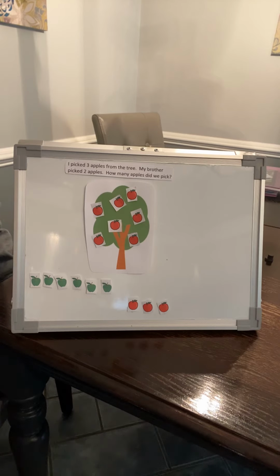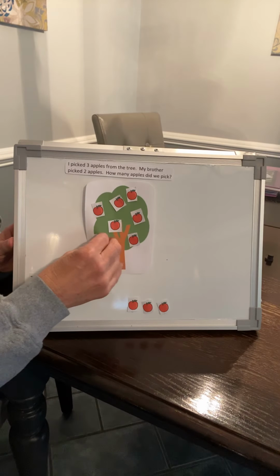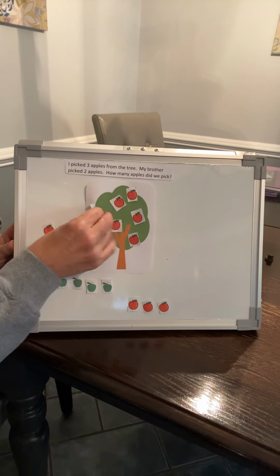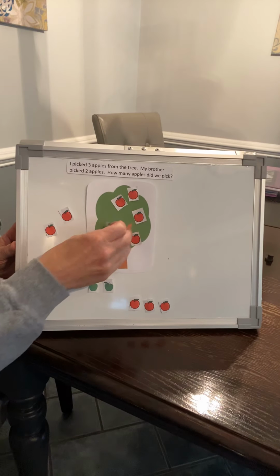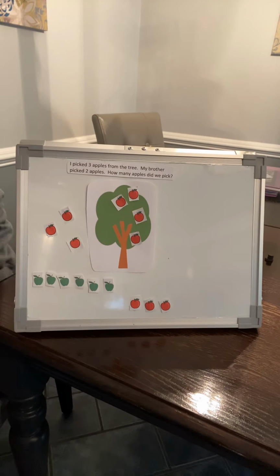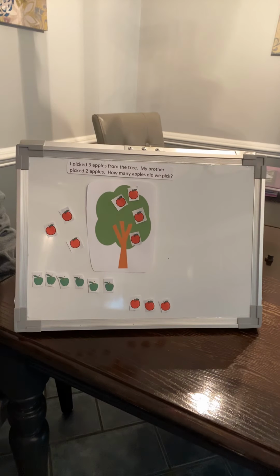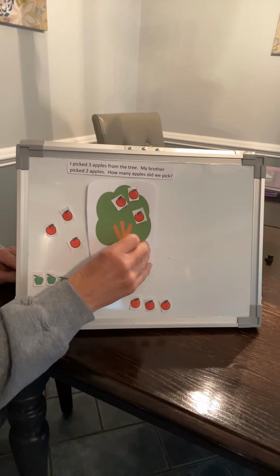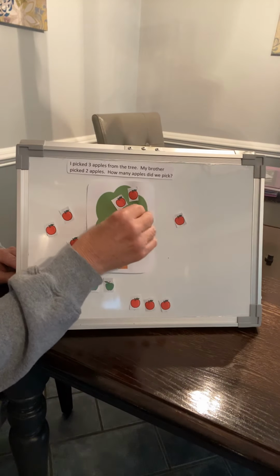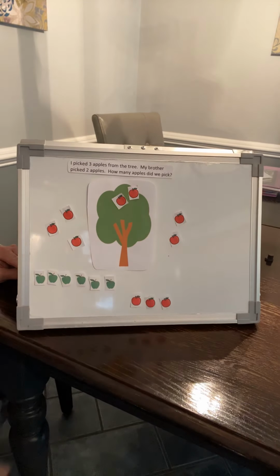So let's start with the very first part of our sentence. I picked 3 apples from the tree. So I'm going to take 1, 2, 3. Here are the 3 apples that I picked from the tree. The next sentence says my brother picked 2 apples. So I'm going to put my brother's 2 apples on this side of the tree.